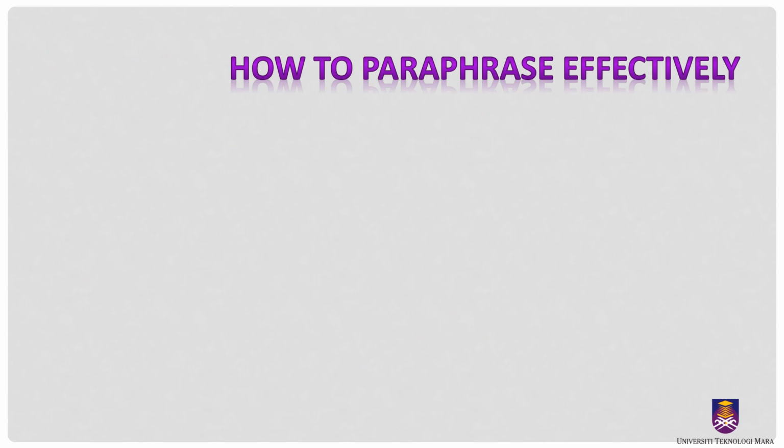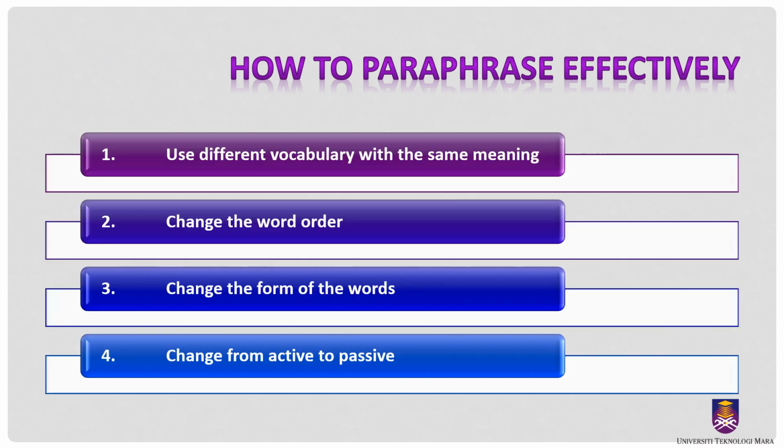Other than the steps given earlier, here are some more ways for you to paraphrase effectively. First, you can use different vocabulary with the same meaning. Second, you can change the word order. The third one is you can change the form of the words. And lastly, you can change from active sentence to passive sentence. Now we are going to look into detail for each step.